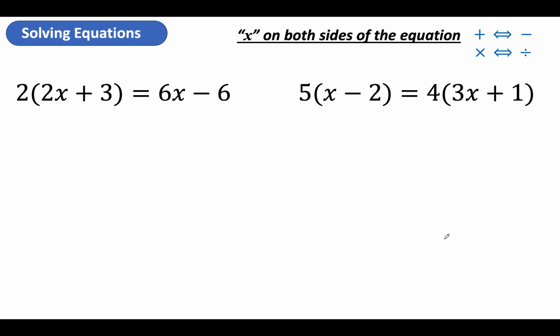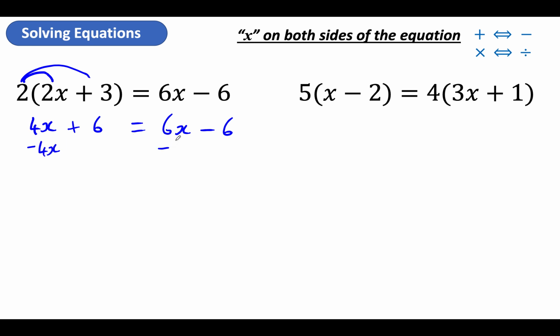Okay, we've unpaused the video. So let's go. 2 times 2x, because we're going to expand this bracket first. Well, 2 lots of 2x makes 4x. And 2 times the 3 is 6. And they're both positive, so the answer is positive. And that equals 6x minus 6. And this side has the fewer x's, because there's only 4 over here.